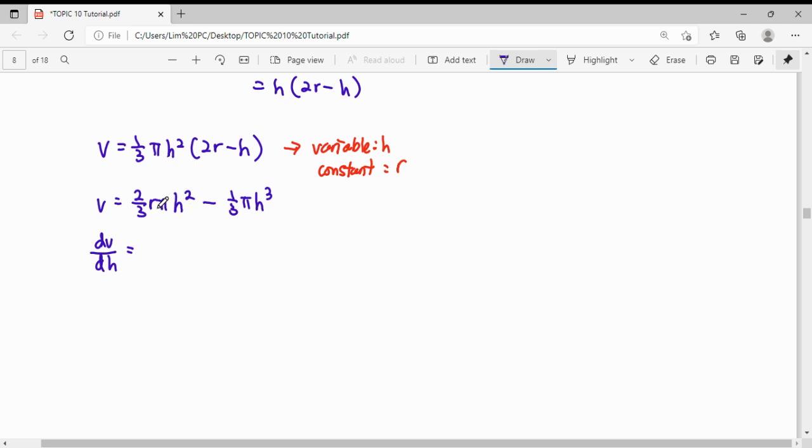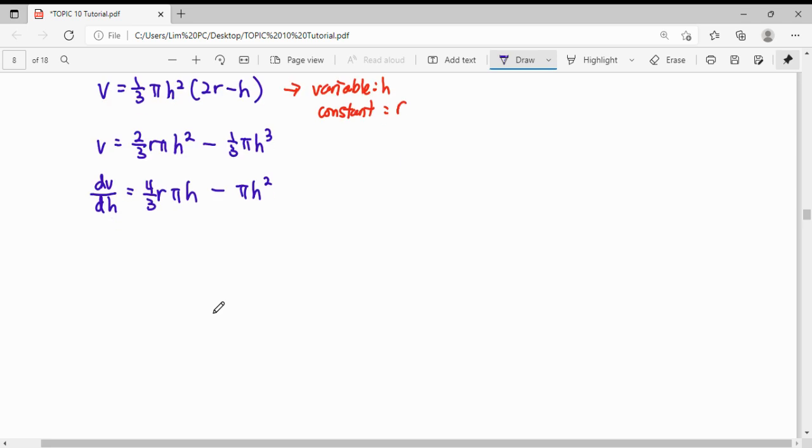So power moves to the front, it will become 4 over 3 r pi h to the power minus 1. Same thing, power moves to the front, so it will cancel the 1 over 3. So power minus 1, it becomes 2. We need to maximize this volume of the cone. So in order to maximize, we will let this first derivative equal 0. So 4 over 3 r pi h minus pi h squared will be equal to 0.